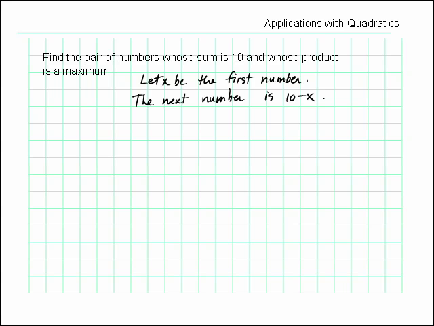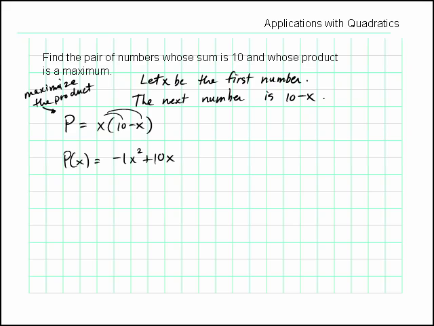Now we want to maximize their product. In other words, when we multiply them together, we want the maximum possible value. So I'll use P for product. We want to maximize the product when I multiply the two numbers together. So that would be x times 10 minus x. This is a function of x, P of x. If I distribute the x and reverse the terms, it's negative 1x squared plus 10x, which is a quadratic function.